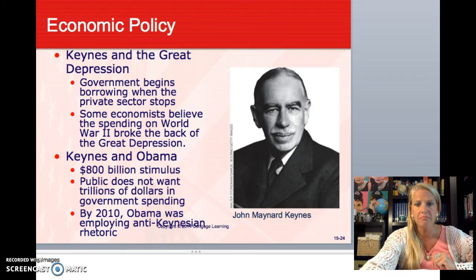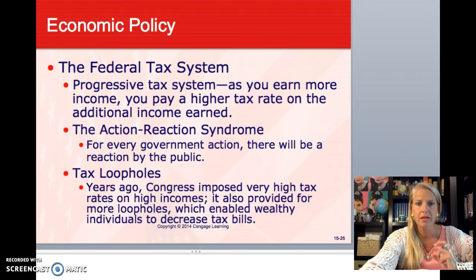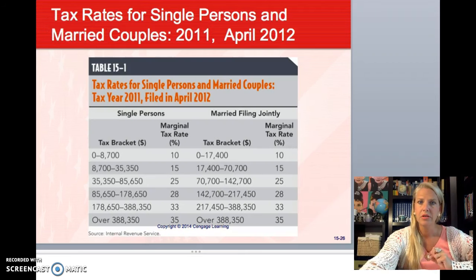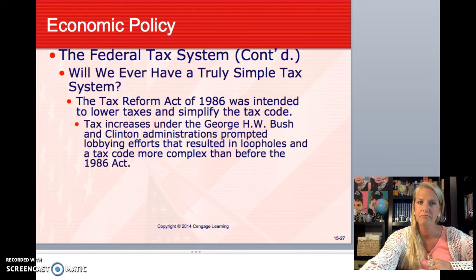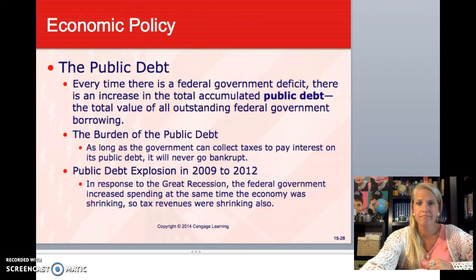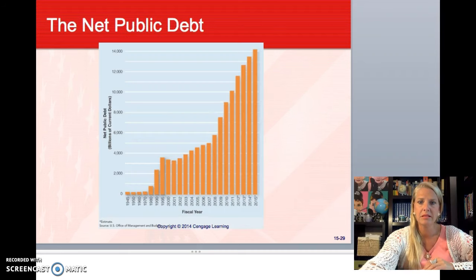Talking about Keynes and Obama. Federal tax system, tax loopholes, and reaction syndrome. For every government action, there will be a reaction by the public. All right. You have tax rates for single persons and married couples. Will we ever have a simple tax system? That's a great question. And linking it back to the Tax Reform Act of 1986. Public debt. We talked about public debt and the burden of public debt. All right.